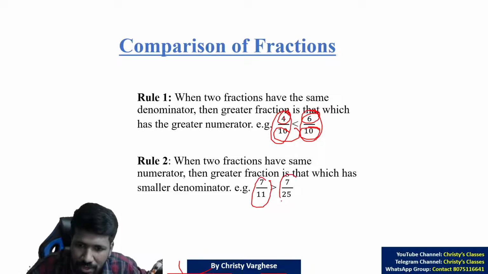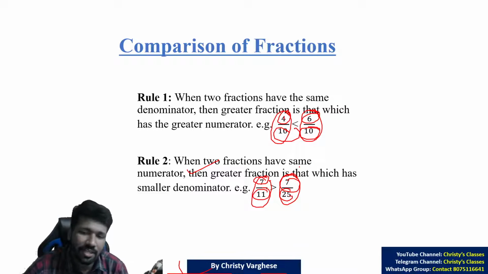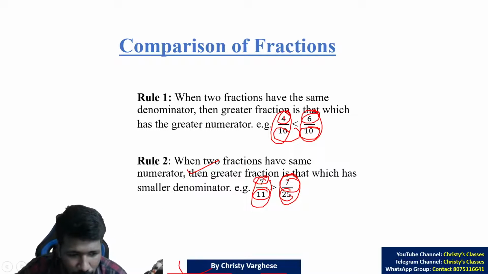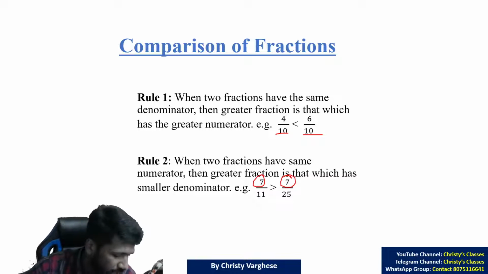What about 7 by 11 and 7 by 25? 7 is same. The denominator being smaller, the fraction will be larger. No? So you can write it as a theorem, or you already know that. More the numerator, more the fraction, less the denominator, less the fraction. But here it was so easy because either the numerator or the denominator was same. Here the denominator was same. Here the numerator was same.